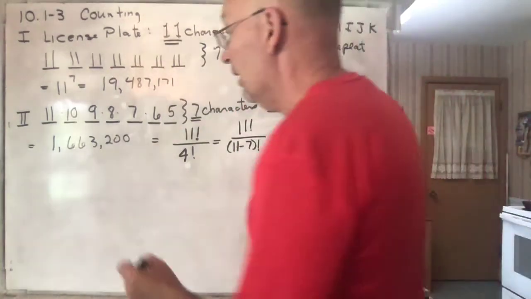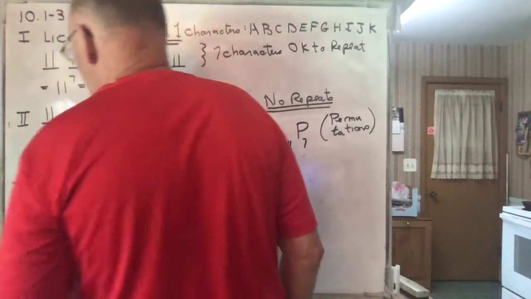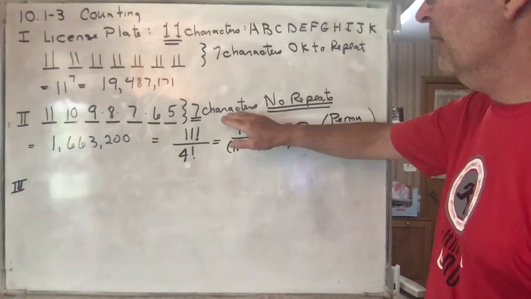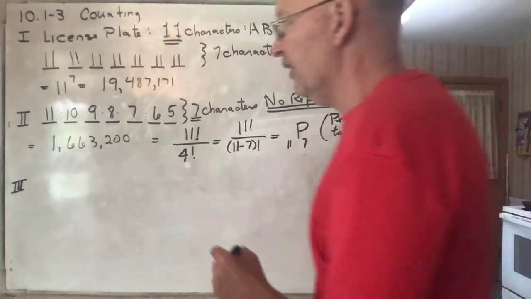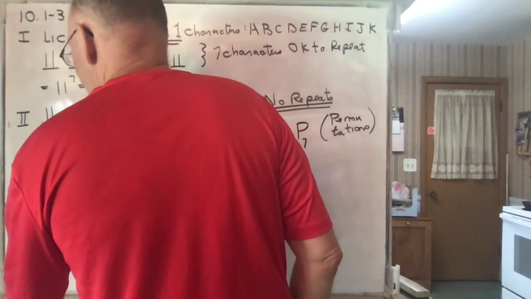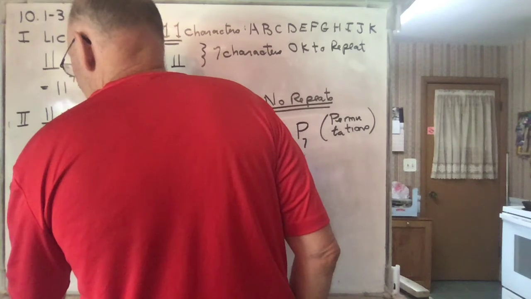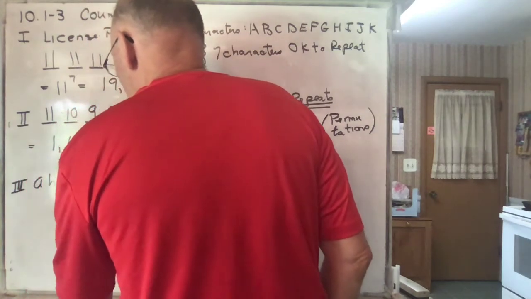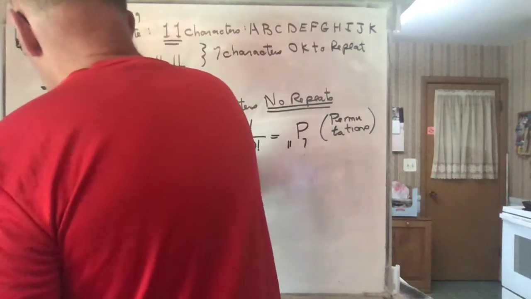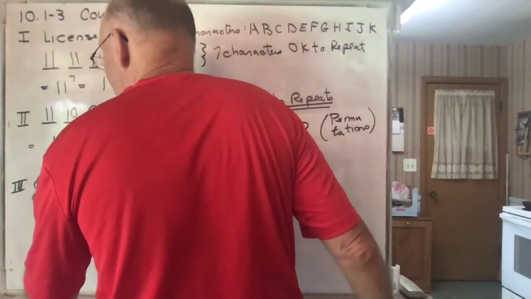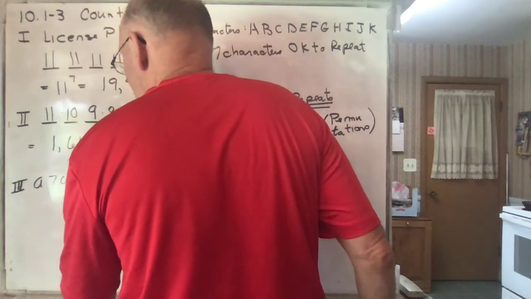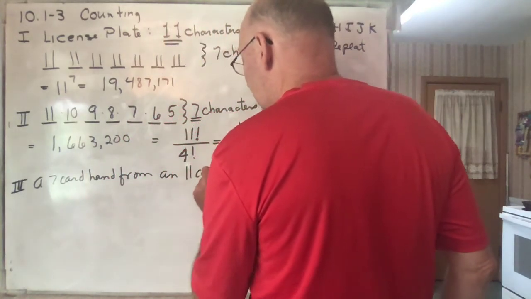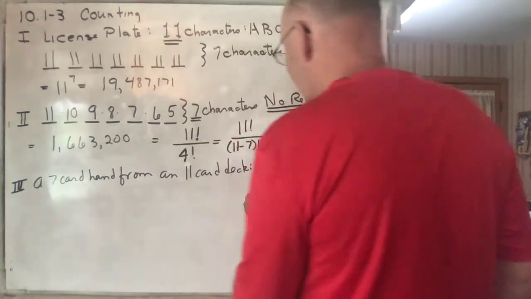Very good. Okay, now let's look at one other problem, which is similar to this one, but very different. We have those same 11 characters again, and we're going to choose 7, but this time, instead of thinking of it as a license plate, let's think of it as a hand of cards. Okay, a hand of cards. So let's call it a 7-card hand, a 7-card hand from an 11-card deck. And the question is, how many?